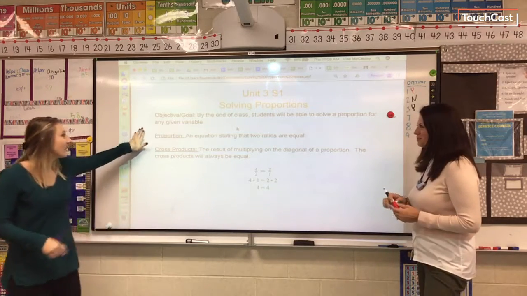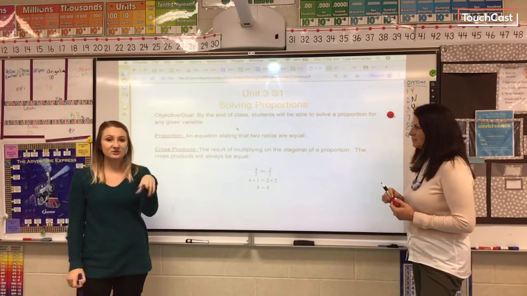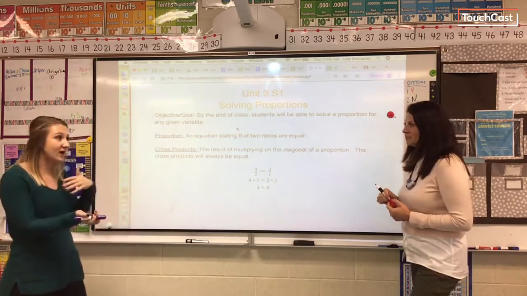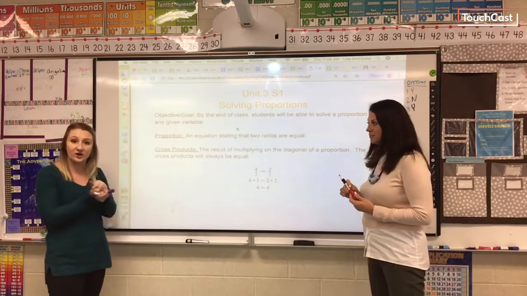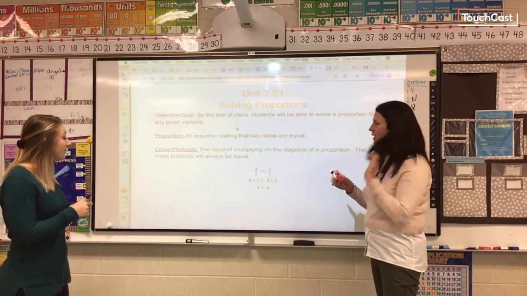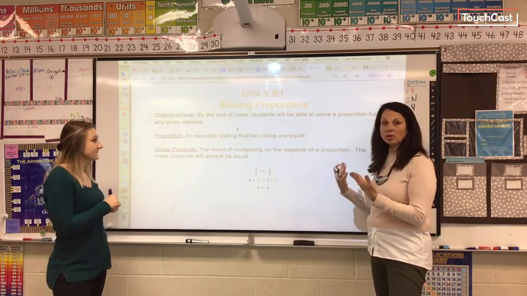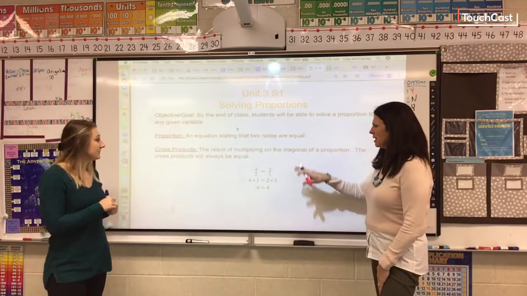Lovely. Here we have more vocab. A proportion is an equation stating that two ratios are equal. Ratios are fractions or numbers that we are comparing together. Ratios were from last year in sixth grade in unit five. Ratios are a comparison of things where the units are the same, okay?